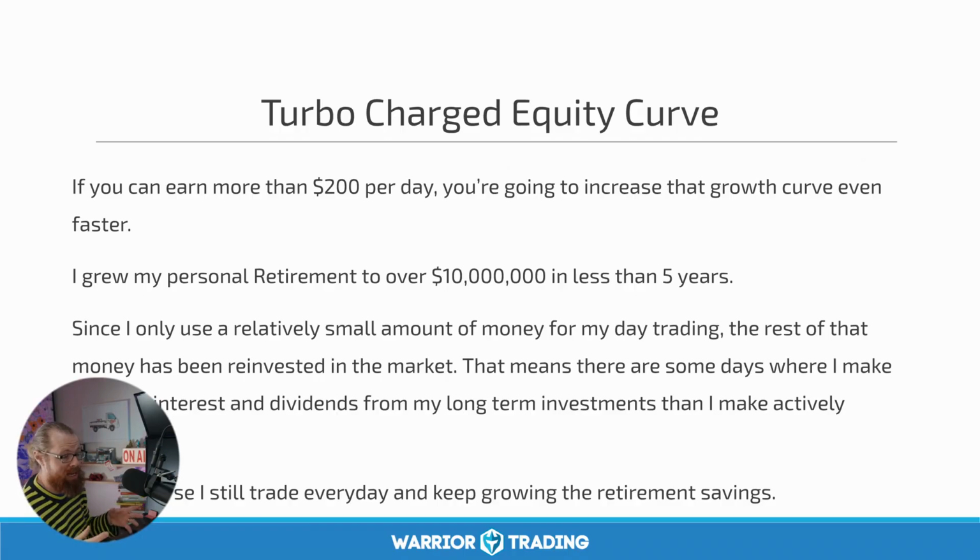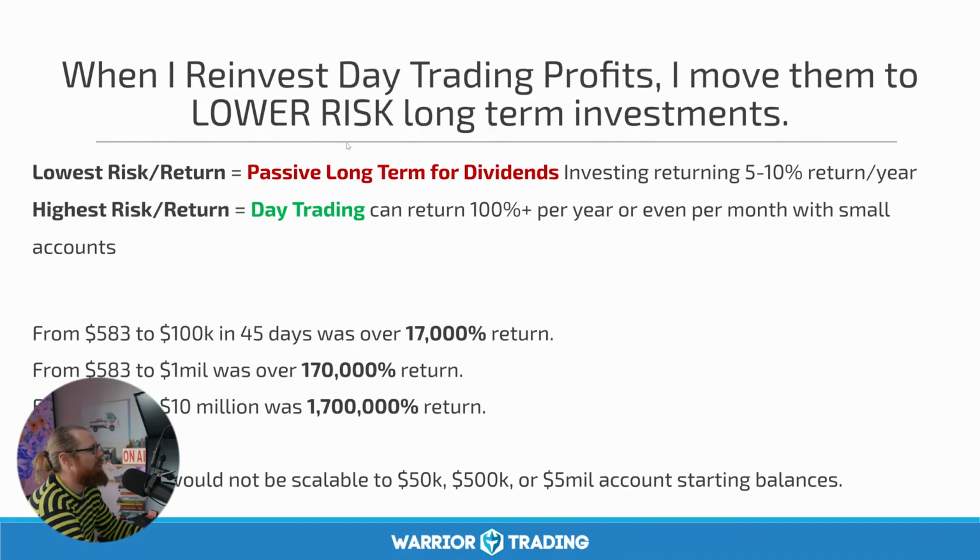So since I only use a small amount of money for actively trading, the rest of it gets to be reinvested. I don't keep $10 million in my day trading account. That would be insane. I don't need that much money in my day trading account. So I keep a little bit of money in the day trading account, and then the rest of it just gets invested long term. And I keep trading every day, and I keep growing that retirement savings. So when I reinvest my day trading profits, I move them to lower risk long-term investments. So when you reduce your risk, you also reduce your return, right? So $10 million is returning 5%, 7% a year. I don't think I'm even getting 10% because I've chosen to reinvest it a bit more conservatively.